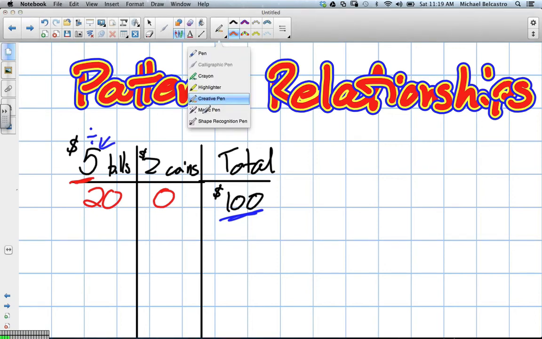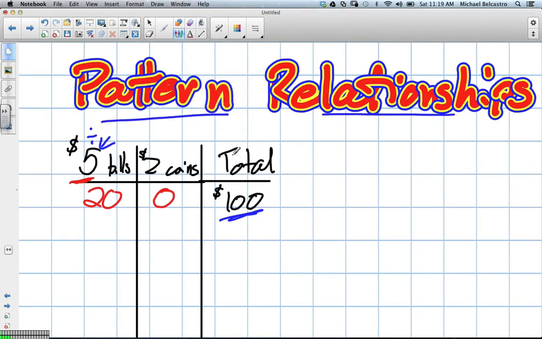Okay, so we've been given a question dealing with pattern relationships, and we have to find the many different ways that we can combine $5 and $2 coins to create $100. The very first one we did is we're going to start with our highest possible $5 bill count and our lowest possible $2 coin count. So on the assumption that we have no coins at all, only bills, you guys figured out that we need 20, since 100 divided by 5 gave us 20.